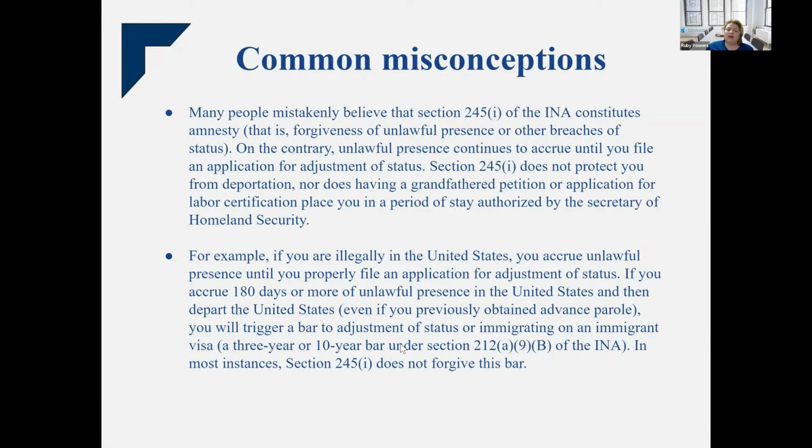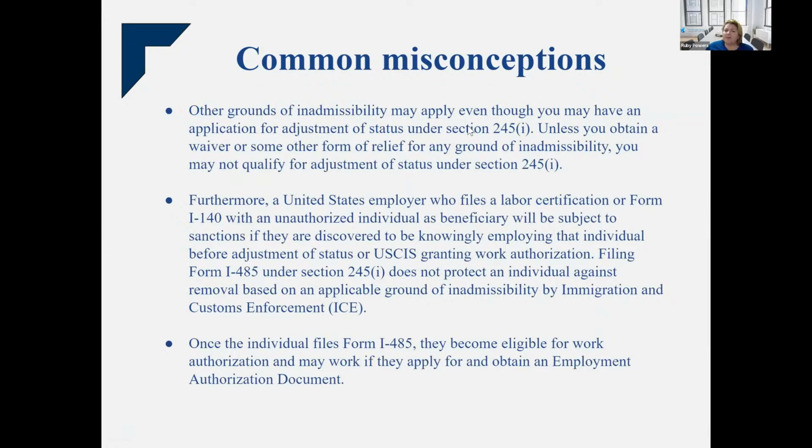So if you are here without status in the US and you accrue unlawful presence until you apply, if you accrue 180 days of unlawful presence and then you depart, and then you trigger a bar, and then you are here again, in some instances, this potential permanent bar is not forgiven with 245(i). Now, we definitely would have to look at the circumstances of the petition. Other grounds of inadmissibility may apply, based on crime or misrepresentation or fraud. So those are things we have to screen for.